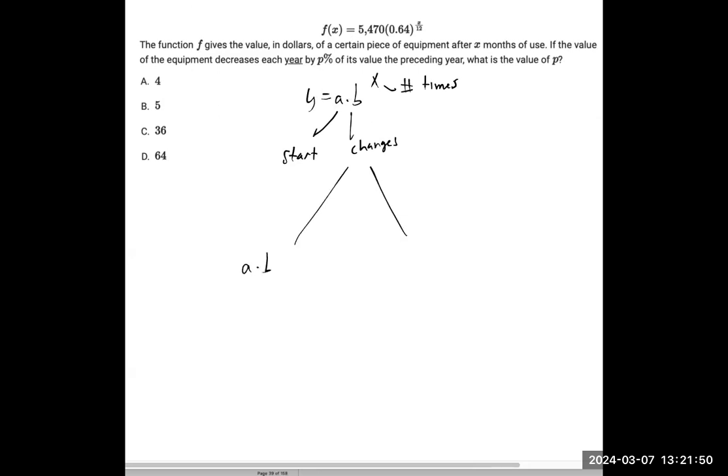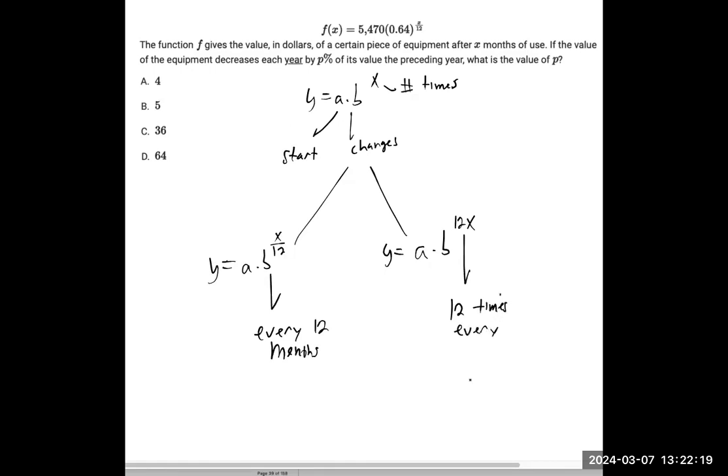Now, the two ways you'll typically see that used on the SAT would be if I had A times B to the X over some number, let's just say 12. And if I had A times B to the X times some number, let's just say 12. In the left situation, this would mean that my change is happening every 12, let's say every 12 months, like this question. And this notation would be saying that it happens 12 times every whatever. In other words, 12 times every month.